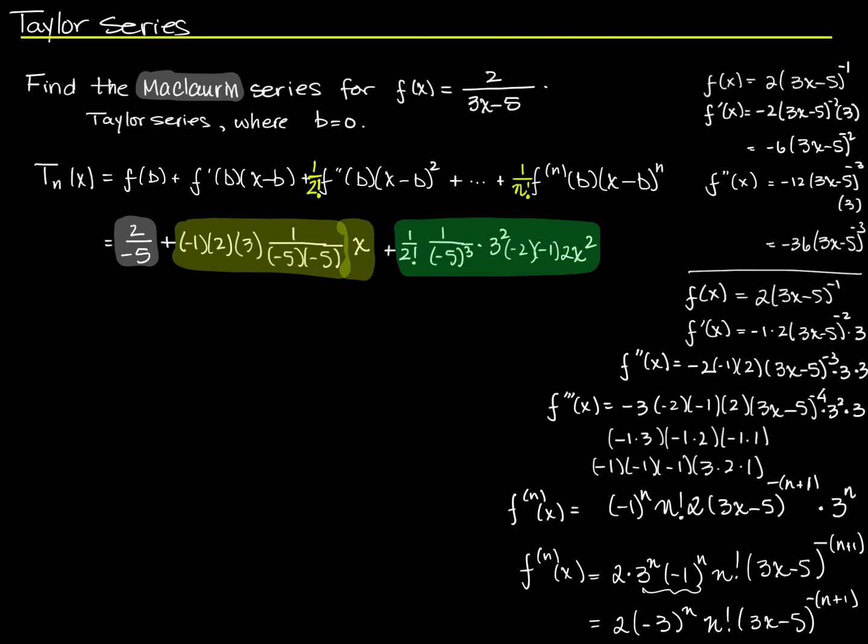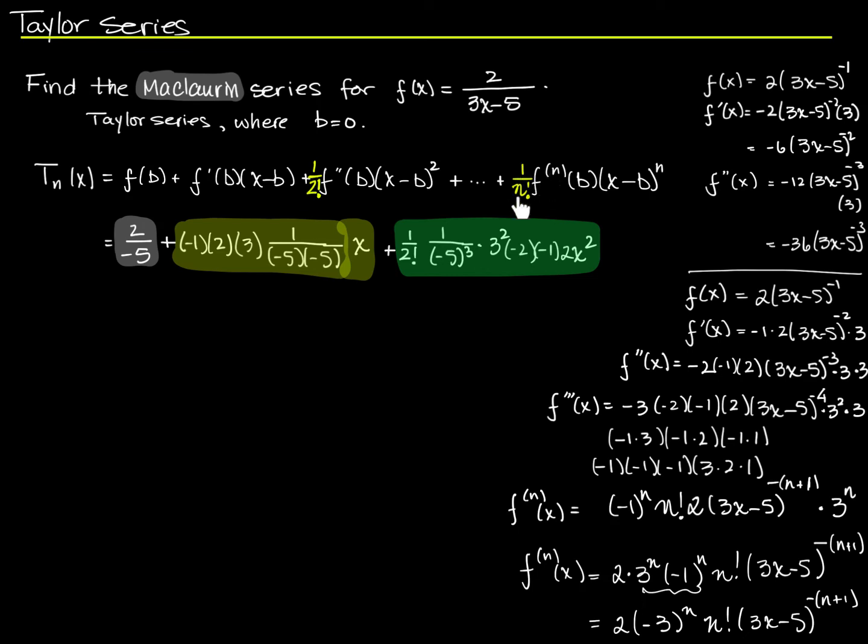And I could do another one. I have a third derivative here. If I evaluate this, I get 1 over negative 5 to the power of 4. I get 3 cubed. But clearly, you can see that the work of this thing has already been done, right? I have what my nth derivative looks like. So I know what goes here.